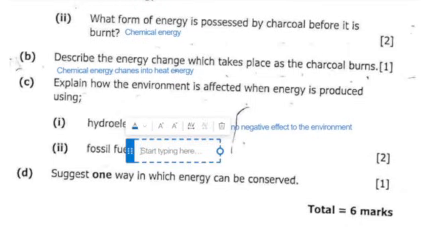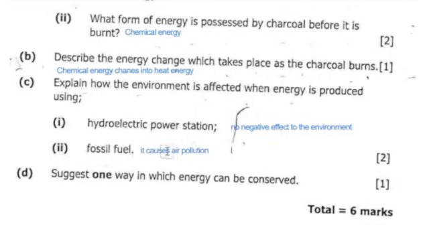Okay. Now, explain how the environment is affected when energy is produced using fuel. It causes air pollution. Okay, so when you use fossil fuel, it causes air pollution. So it pollutes the air. Okay, suggest one way in which energy can be conserved.